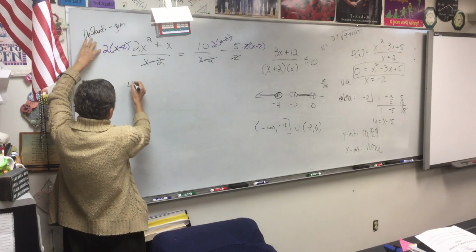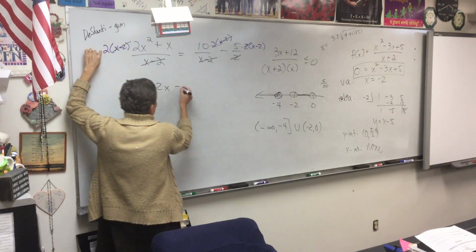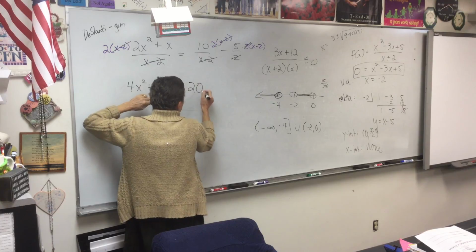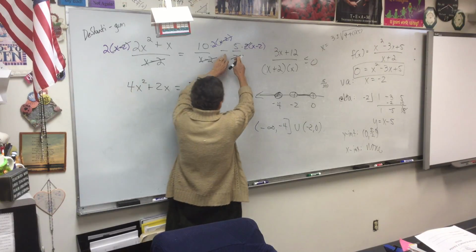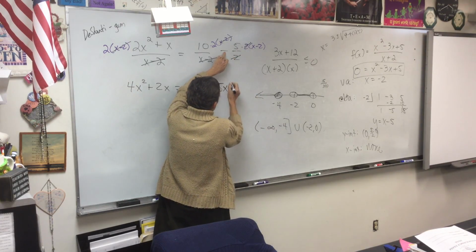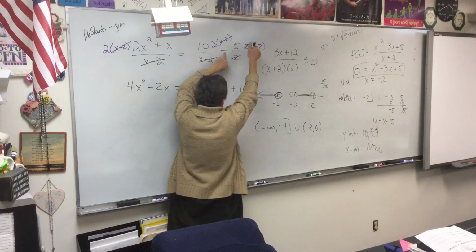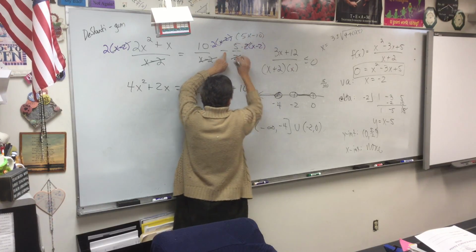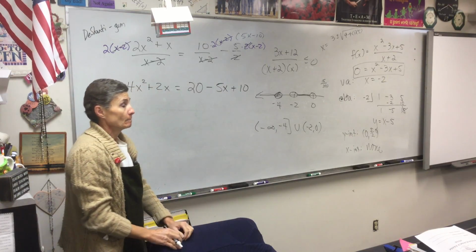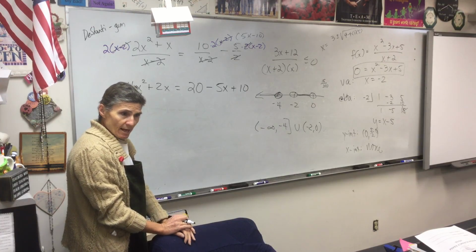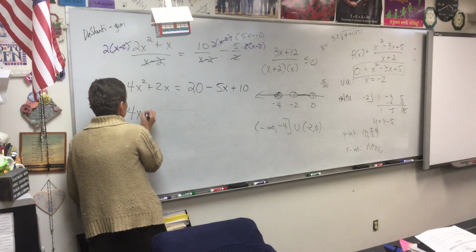So here, 4x squared plus 2x equals here 20 minus, now this is where things can get tricky if you're not careful. This will be negative 5x plus 10. Everybody catch that? I'm subtracting 5x minus 10, so it's going to be negative 5x plus 10. What kind of an equation is that? Once again, it is quadratic, so I'll get it set equal to 0.